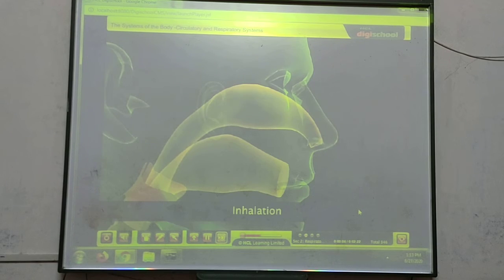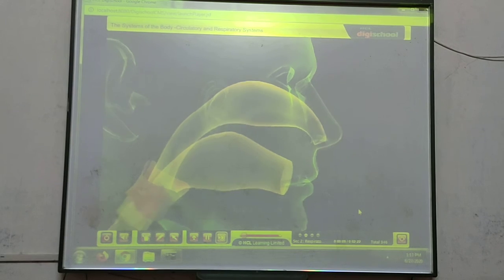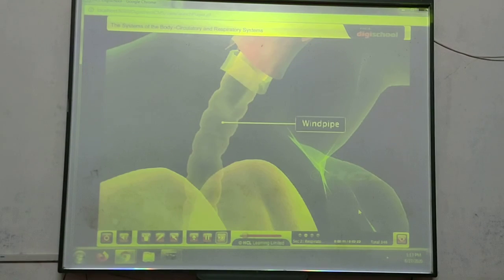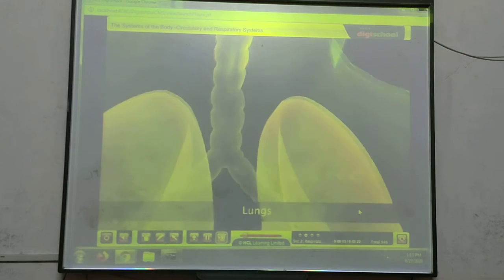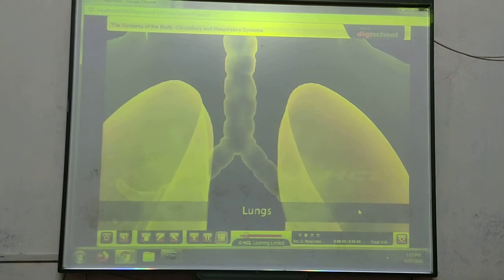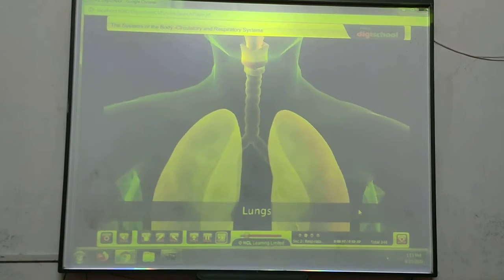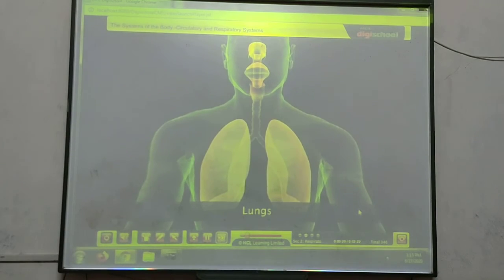When you breathe, air enters your body through your nose. It then passes through the windpipe and enters the lungs. There are two sponge-like lungs in the body. When we breathe in, the lungs expand. When we breathe out, the lungs contract.